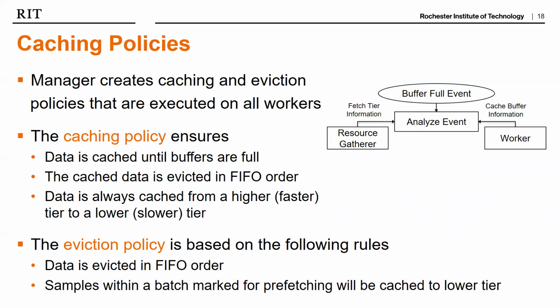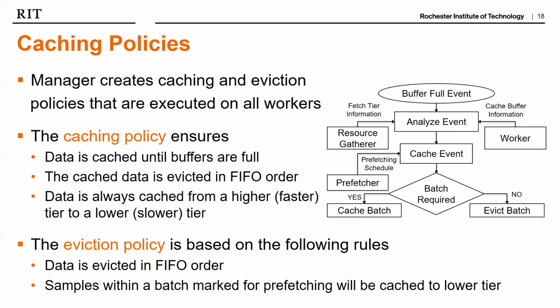So once there is a buffer full event that is detected on any tier, the event is carefully analyzed with the tier information and the cache buffer information. It is then further looked at in the prefetching schedule to figure out if the batch is needed in the near future or not. If the batch is required, it is then cached to a lower tier, but if not, the batch is evicted.